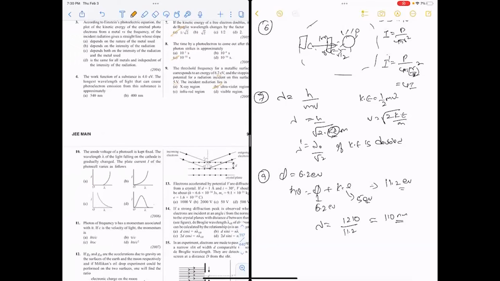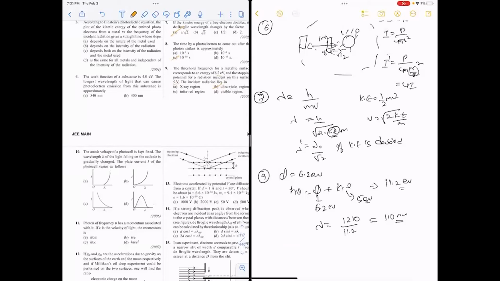The anode voltage of the photocell is kept fixed. The wavelength lambda of the light falling on the cathode is gradually changed. Wavelength you are changing. The plate current I of the photocell varies as follows. So what is it? For a high wavelength, current will not come; it will definitely come as the wavelength decreases.